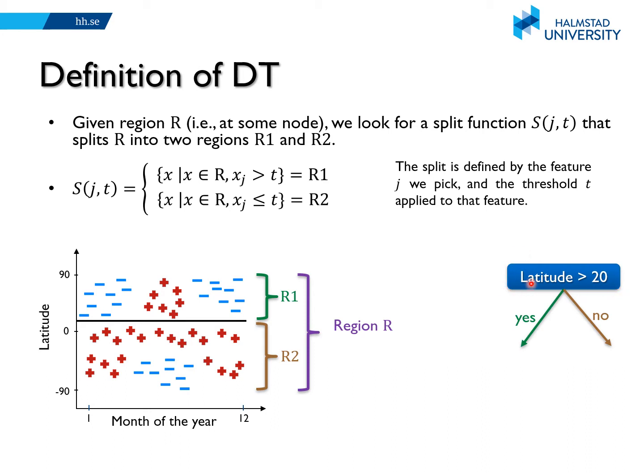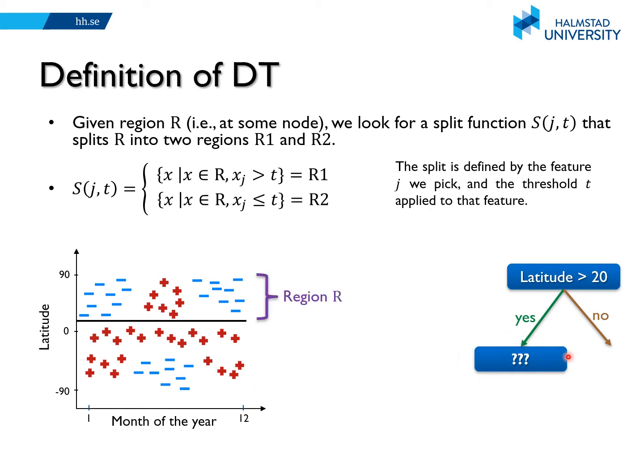Now suppose that we decided to do this split. So we picked the feature latitude and the threshold 20. We will see later how we decided to pick this feature and this threshold. But by picking those, we split the region R, the entire region, into two more regions, R1 and R2. So this corresponds to this split here.